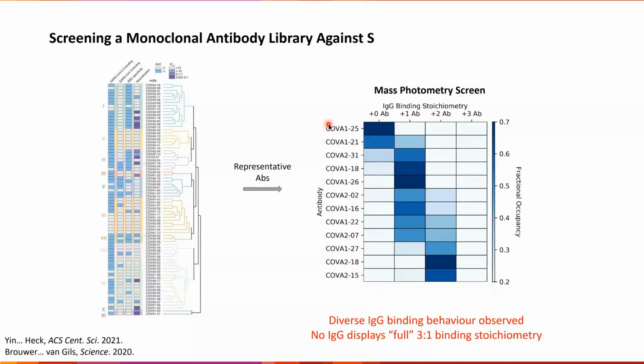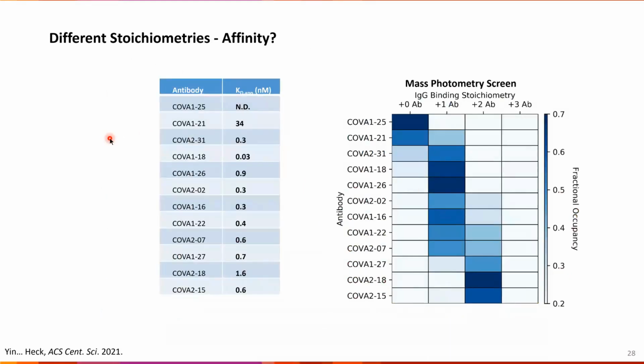Instead of showing the raw data, here I just show the binding stoichiometry via a heat map. And the point that I just want to make here is that we saw quite a diverse breadth of binding behavior with the antibodies, which once again to us was quite surprising. Moreover, none of the antibodies actually displayed the full binding stoichiometry that we expected. They all tended to have stoichiometries between 0 and 2. So we wanted to figure out why this was the case.